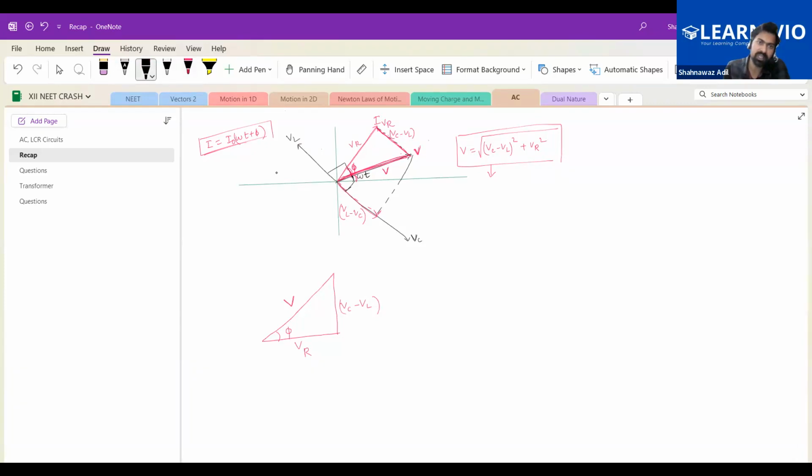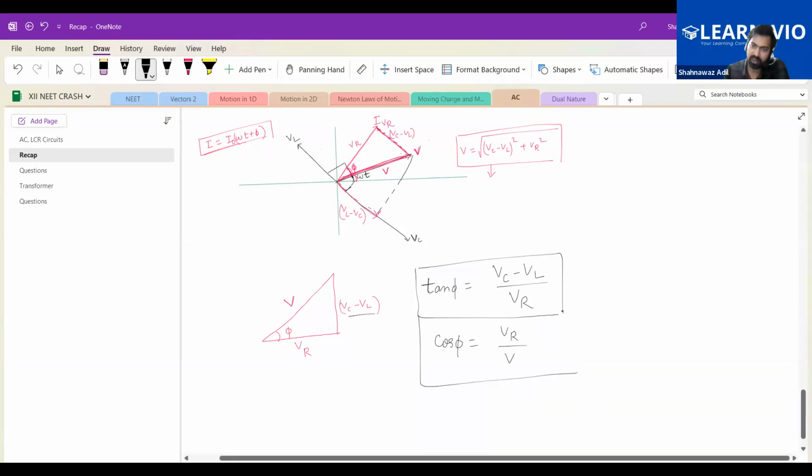So what would be the phase? Phase is tan phi, and this is VC minus VL by VR. So tan phi is VC minus VL by VR, and we can write cos phi as well. So cos phi will be how much? That would be VR by V.